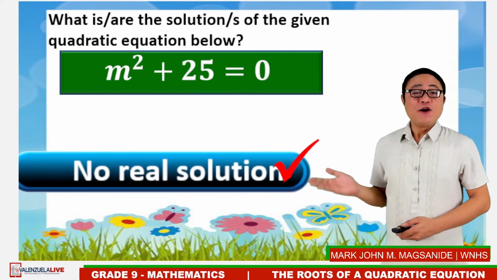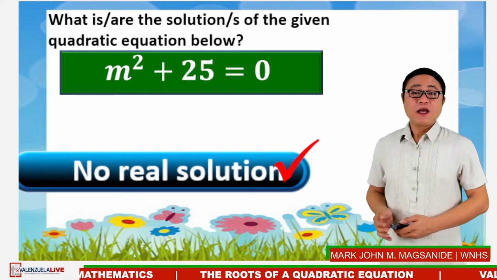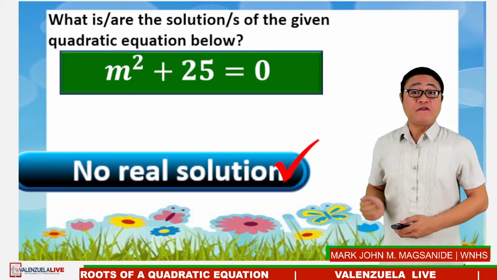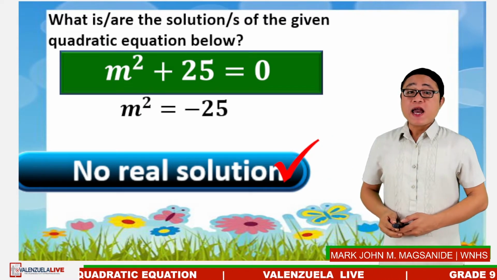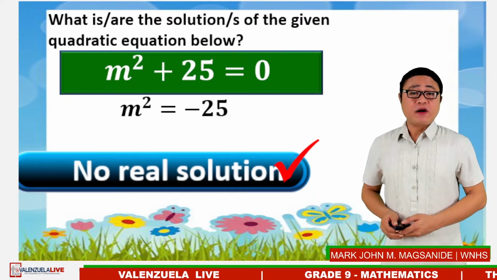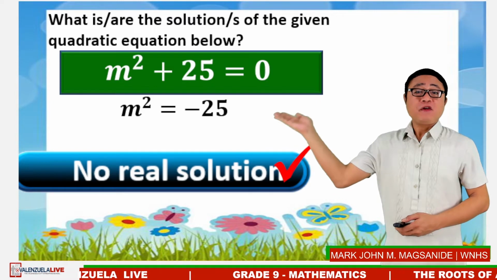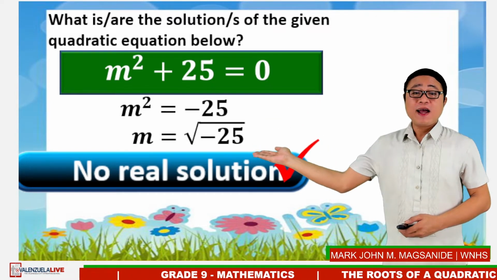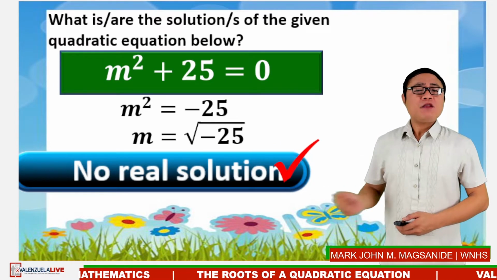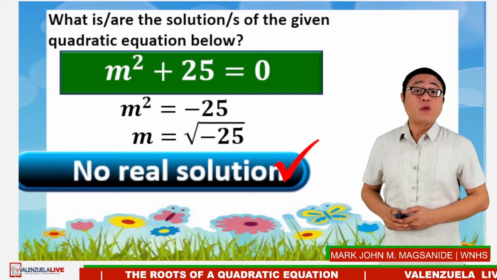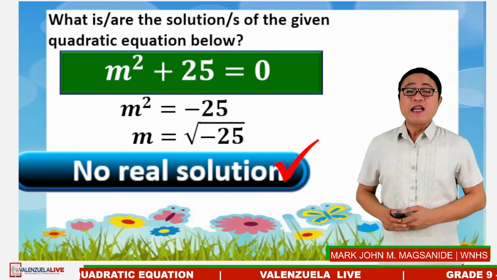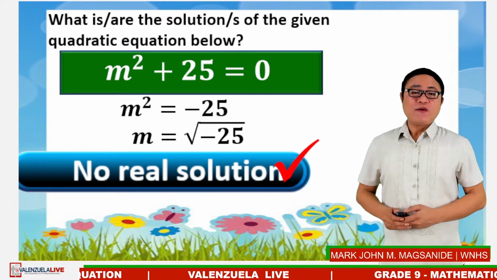heart. No real solution. Solving this equation by applying addition property of equality, it becomes m squared is equal to negative 25. Take the square root of both sides of the equation. It becomes m is equal to the square root of negative 25. And we know that the square root of any negative number yields an imaginary number. Hence, there is no real solution.